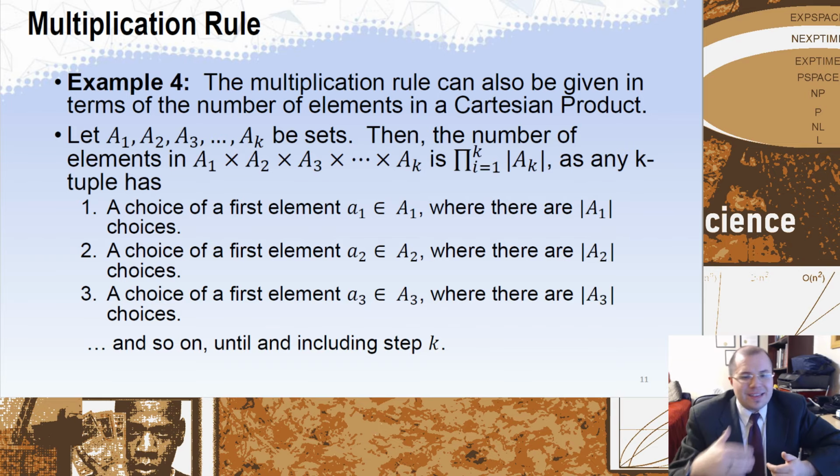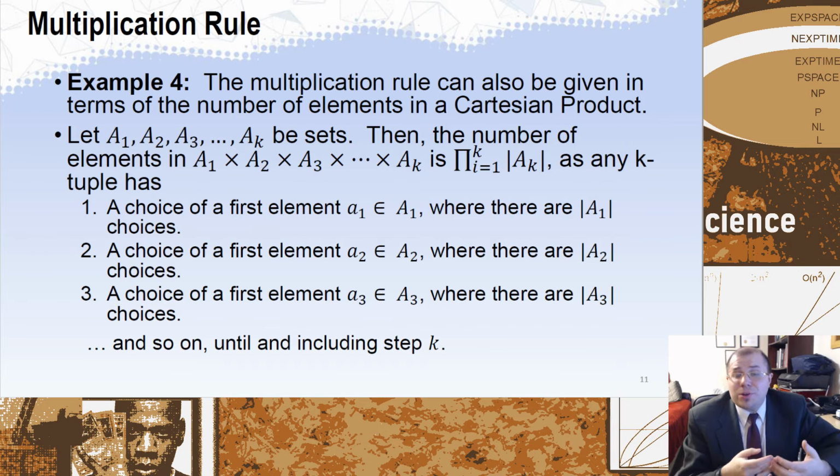Same thing with the second set. Same thing with the third set. And so on, including up to the kth step. So by the same reasoning, we're using the multiplication rule, and that's how we could find out the number of elements in the resulting Cartesian product. So this is actually where it comes from.